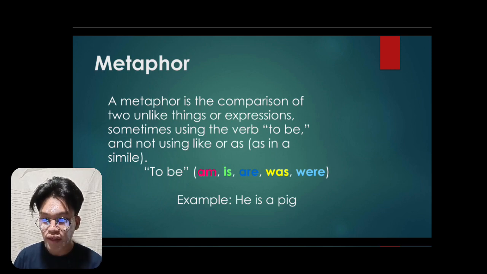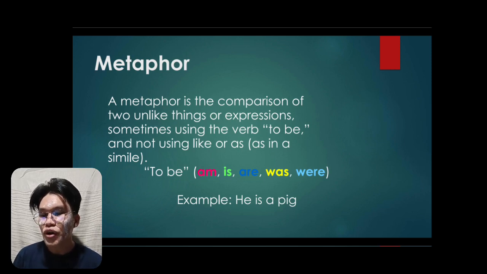So for example, we have there, he is a pig. So it's a straightforward comparison without using like. For example, we can say, he eats like a pig. Right? That's a simile. However, if we will try to change that into a metaphor, we can say, he is a pig. So we directly say that the subject is a pig without using like or as. Or he eats like a pig. He sleeps like a pig. So that is simile. However, if metaphor, there are no like or as.